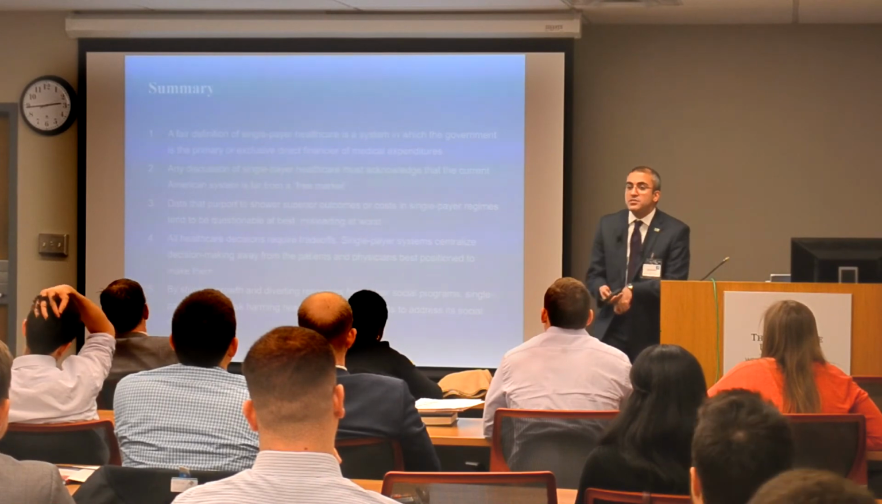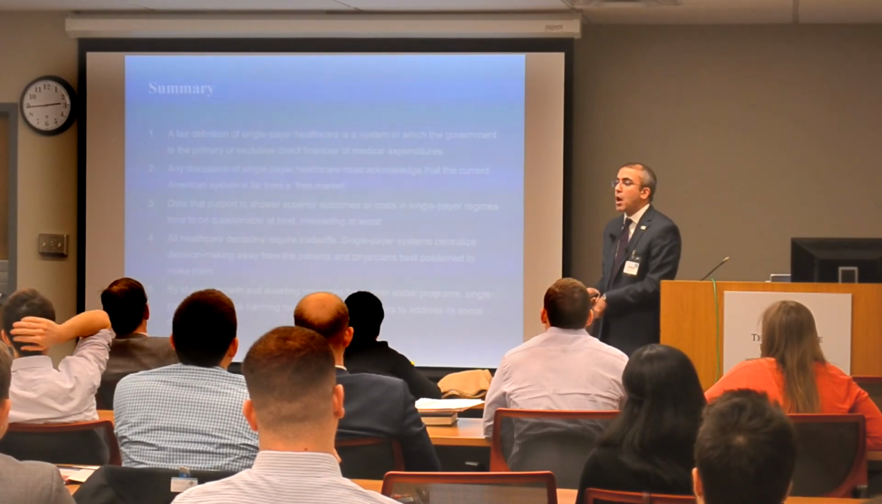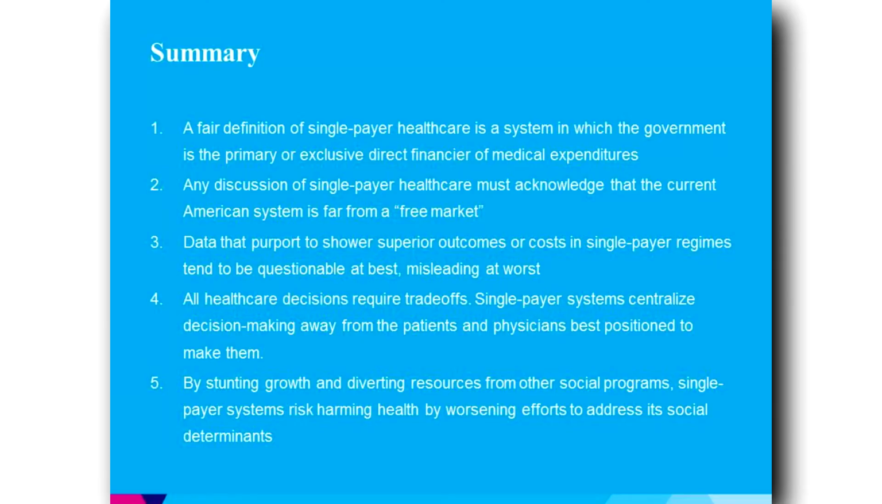So, a summary, because that presentation was, I know, very wide-reaching. A single-payer system is one in which the government is a primary or exclusive financier of medical expenditures. I think that's a definition that anybody in this conversation, regardless of their opinions, should be able to agree on. And so if you're going to talk about a single-payer healthcare system and compare it to its polar opposite, at least in theory, it's this free market system of healthcare that we don't have right now.